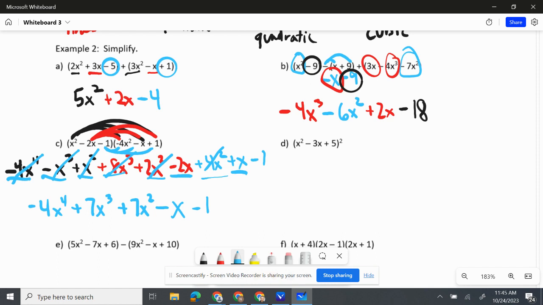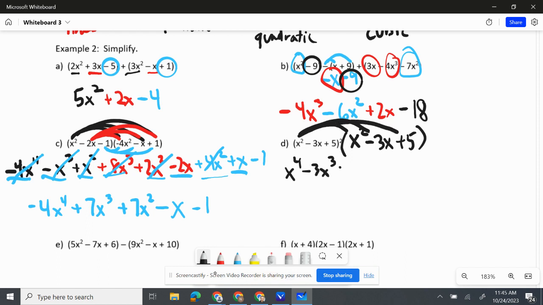Now for letter D, whenever it's squared, we're going to write it twice. So that would be x squared minus 3x plus 5. Then we're going to FOIL it. X squared times x squared is x to the fourth. X squared times negative 3x is negative 3x cubed. X squared times 5 gives me 5x squared. Negative 3x times x squared is negative 3x cubed. Negative 3x times negative 3x is positive 9x squared. Negative 3x times 5 gives us negative 15x.